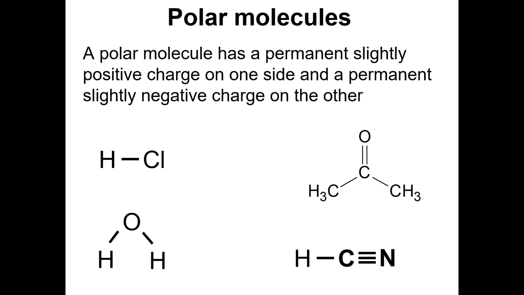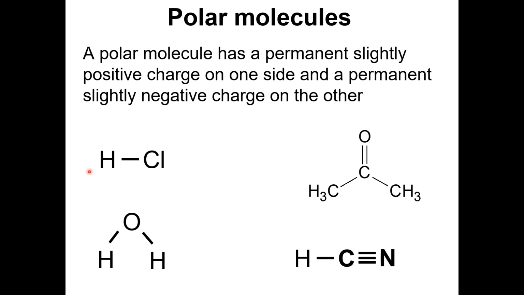A polar molecule has a permanent slightly positive charge on one side and a permanent slightly negative charge on the other. To determine which side is positive and which side is negative, you will need to look at the electronegativity values in your data booklet.